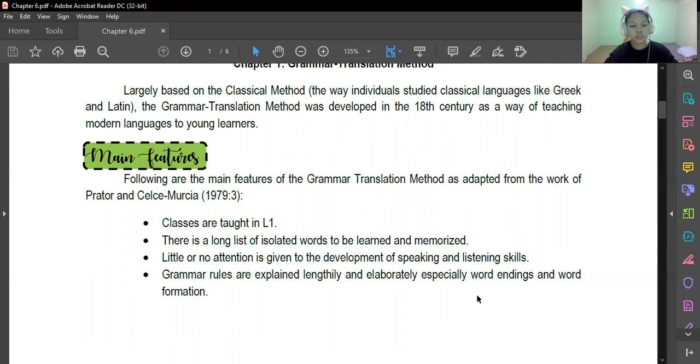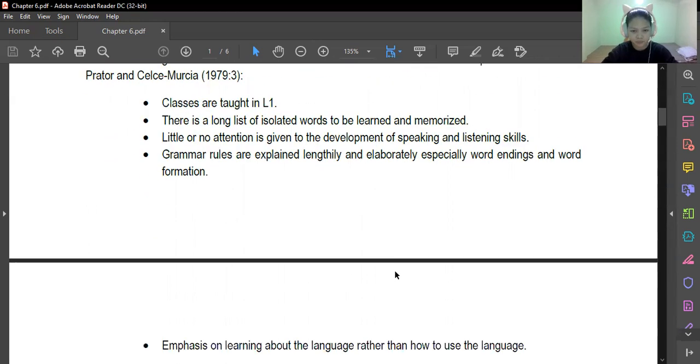Now, grammar rules are explained lengthily and elaborately, especially word endings and word formation, in the grammar translation method. So there is really a need to explain everything. You know, in the grammar translation method, you start with phonology, the sounds, then you proceed with morphology. Now you proceed with the eight parts of speech, the rules of grammar, verb tenses, all of that. Then it needs to be memorized because that's how you are going to be assessed or evaluated, through written examinations.